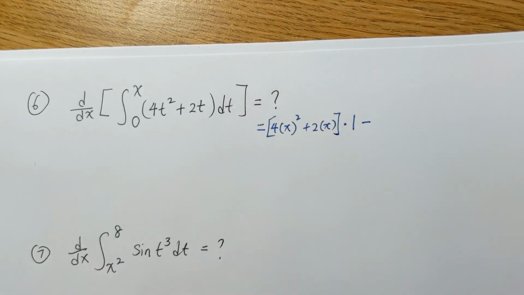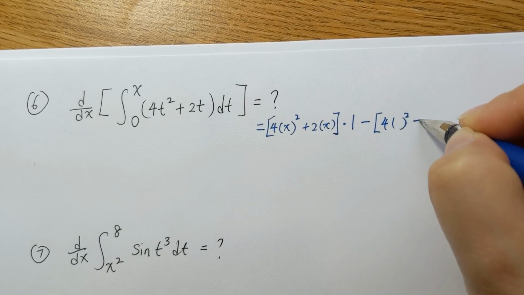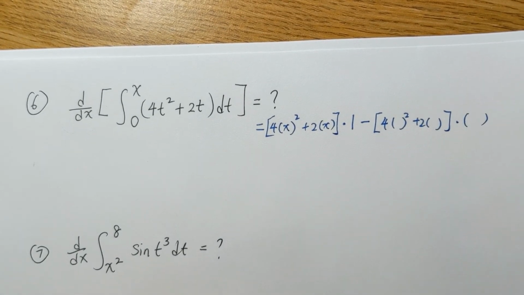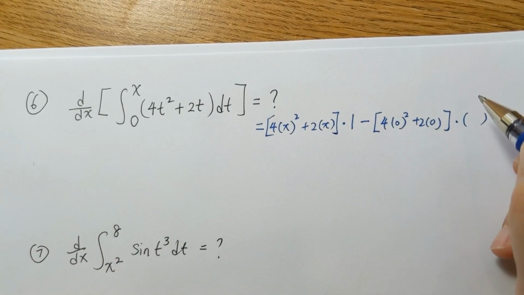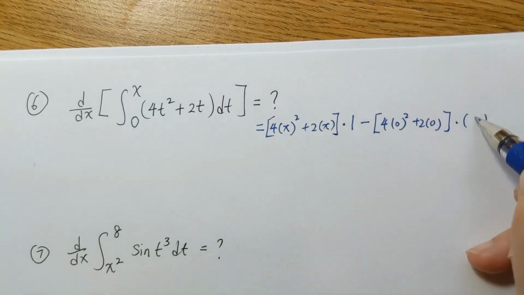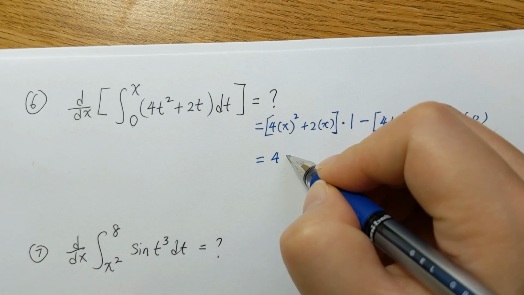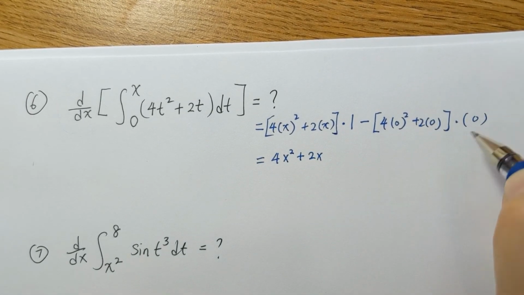And now we do subtraction. So we are going to do 4 parentheses squared plus 2 parentheses, and we prepare to multiply by the derivative of 0. So now we substitute 0. And the derivative of 0 is 0. So this one, we simplify it, we're going to get 4x squared plus 2x minus 0.